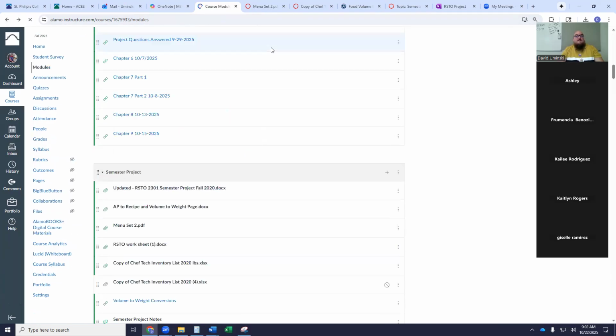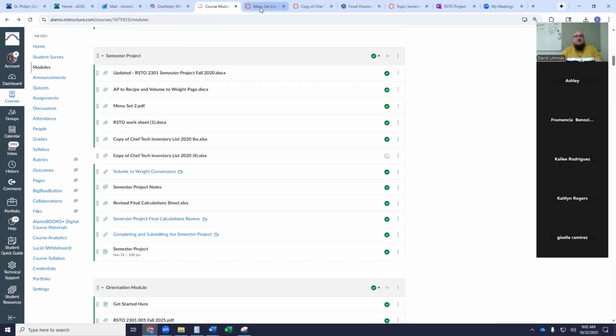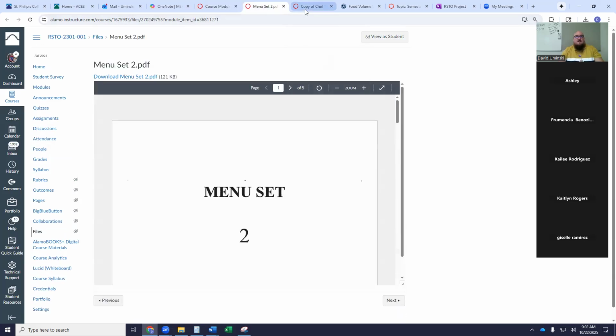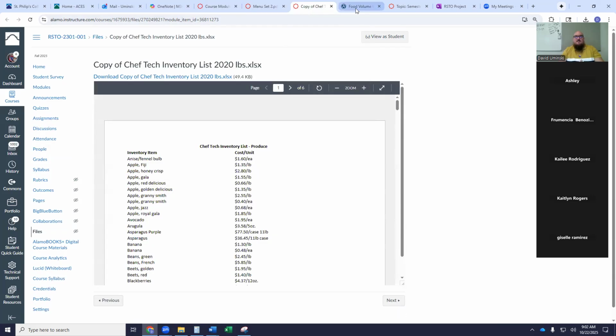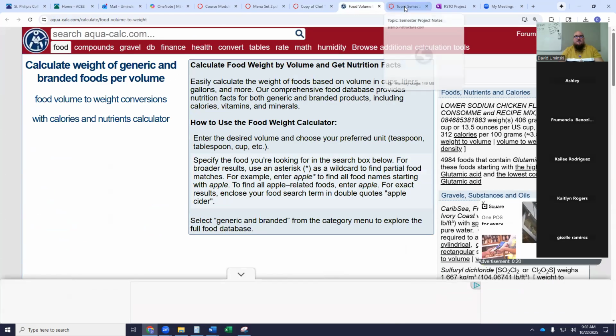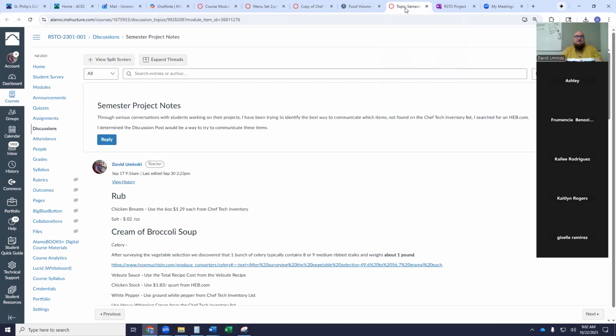So that's my first step, just right click and open these 4 tabs. So I have my menu, I have my Chef Tech inventory, I have my conversion website, and I have my semester project notes.